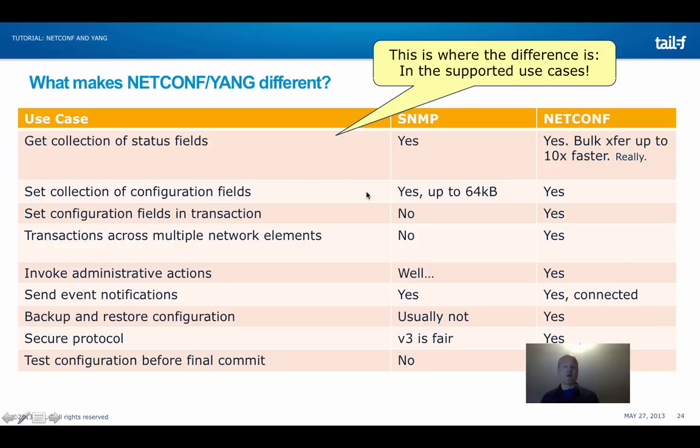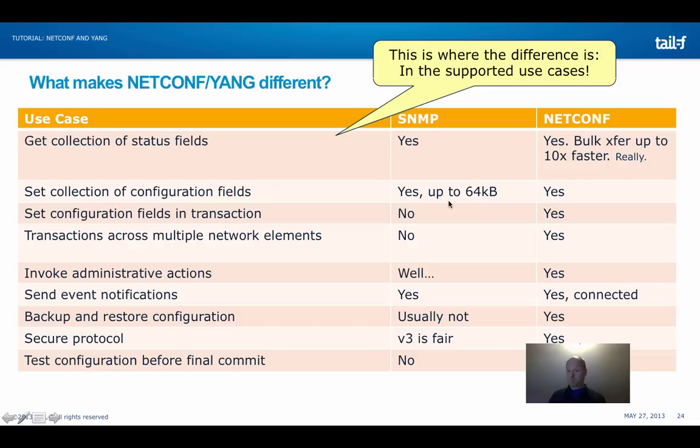Can you set several configuration fields in SNMP? Yes. You need to put them into one SNMP set, within the limit of the UDP packet. In Netconf, you can build arbitrarily large configurations over edit-config. Everything with one edit-config is a transaction, and you can have several edit-configs and do a commit later on. So over Netconf, you can trust that everything will happen or not. So it's a transactional edit-config.